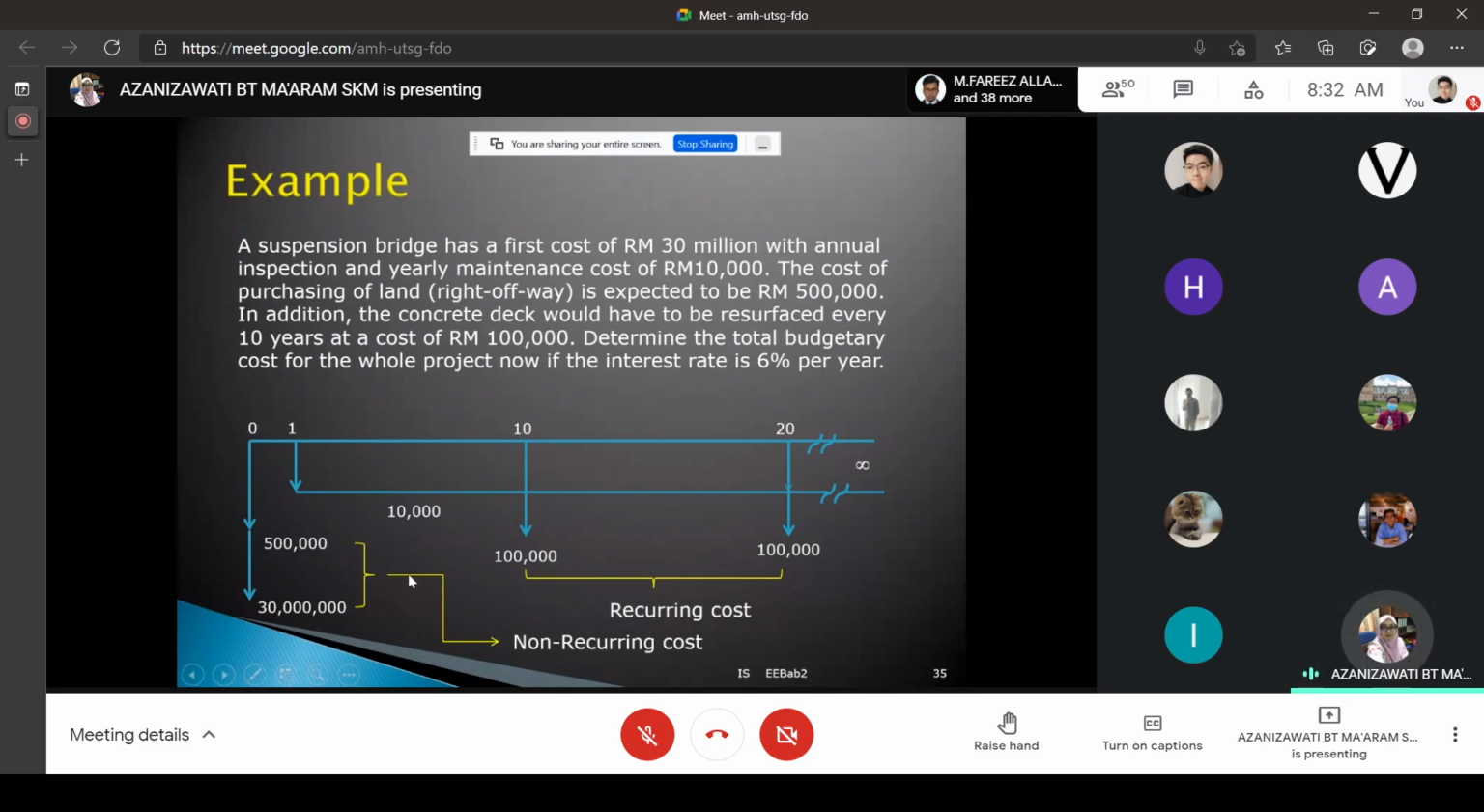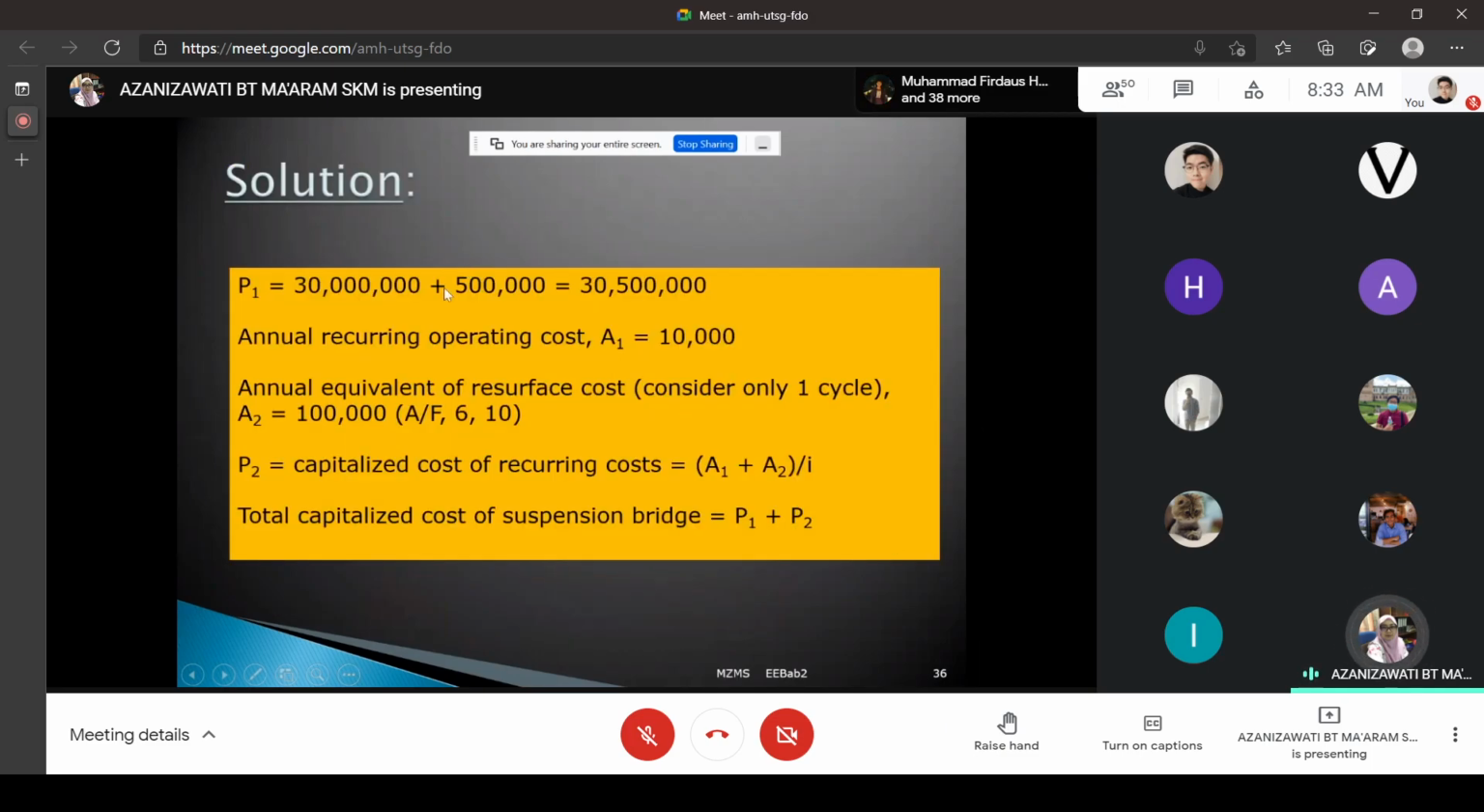Okay. So this one is the P value because it only happens once, and this one is the recurring cost because it happens consistently. So i is 6%. We calculate the total P. P1 is 30 million plus 500,000, which is 30,500,000. And then the annual recurring operating cost A1 is 10,000. And the annual equal of the resurface cost, considering only one cycle, A2 is 100,000.